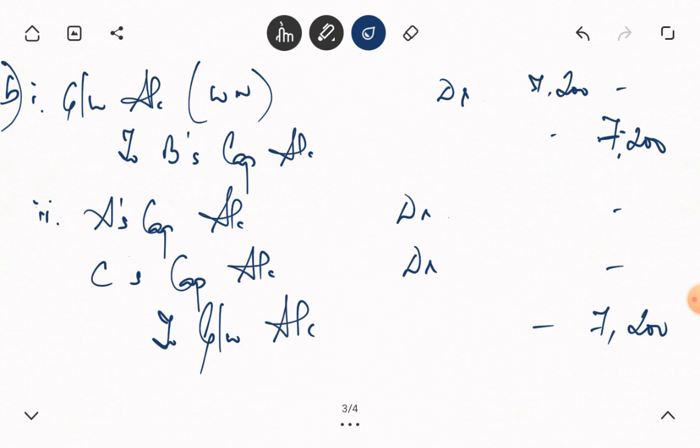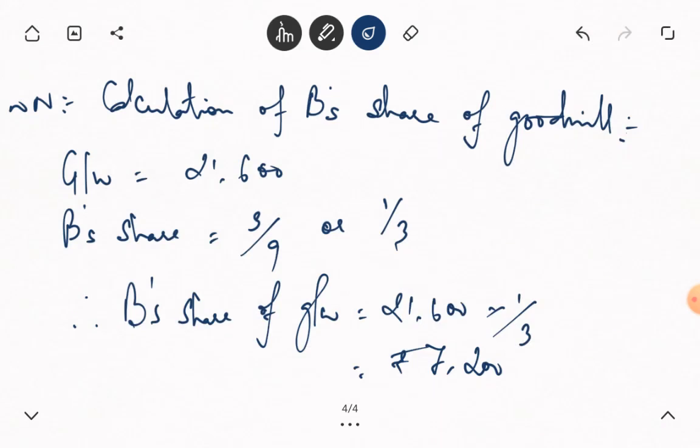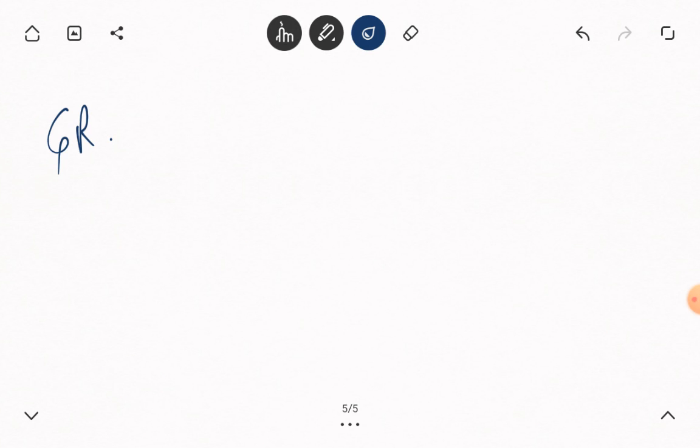So you can also calculate the gaining ratio. You've already seen the formula you can use for calculation of the gaining ratio. We saw gaining ratio is equal to new share minus old share. So you can calculate now the gaining ratio. Gaining ratio is equal to new ratio minus old ratio. So in case of A, new ratio minus old ratio. So calculate for A and C accordingly.